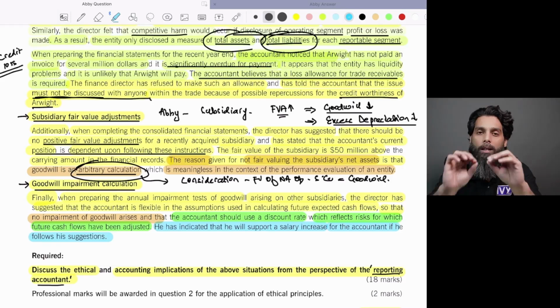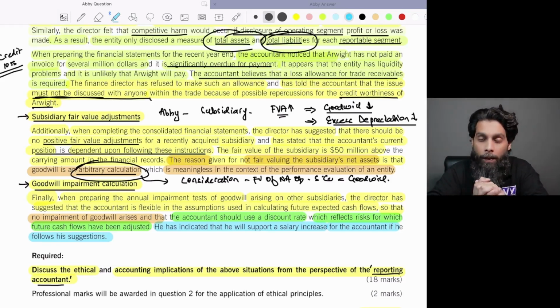Wow. You see, according to IAS 36, impairment is said to arise when your carrying value exceeds your recoverable amount. Recoverable amount is always the higher of two things: fair value less cost to sell and value in use.